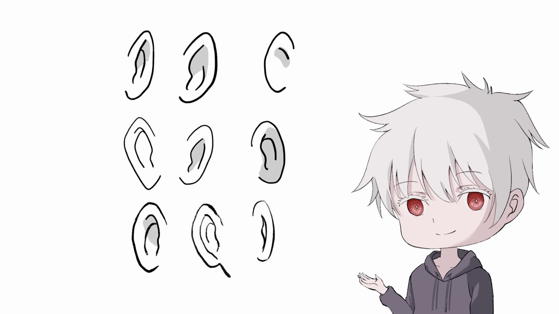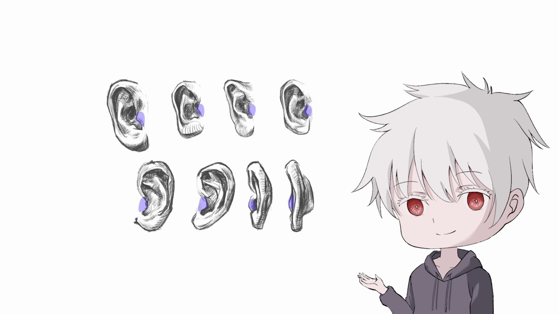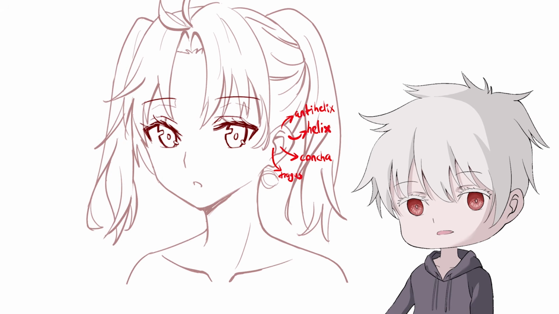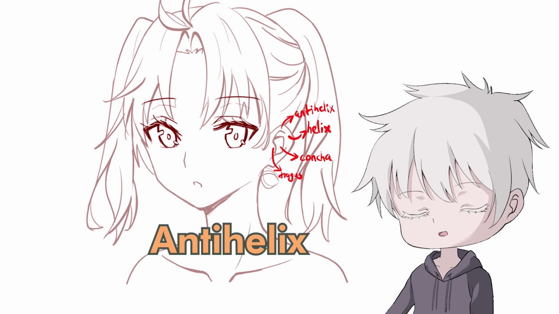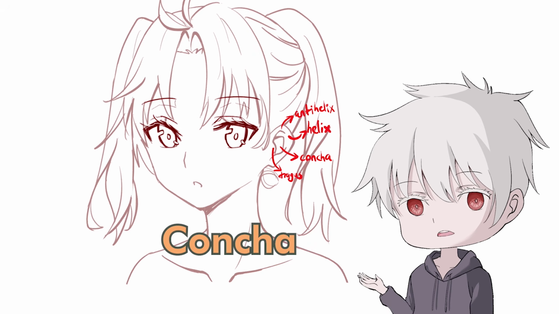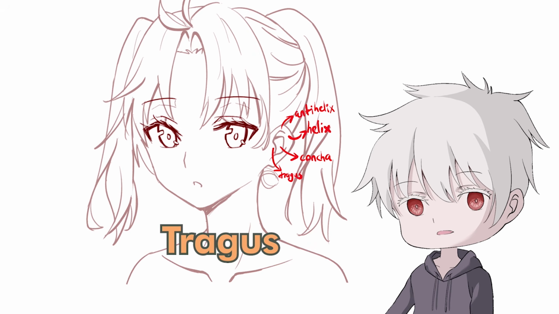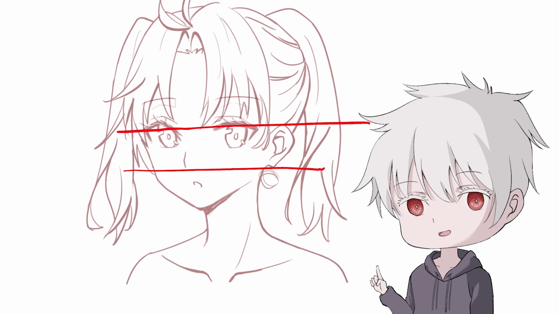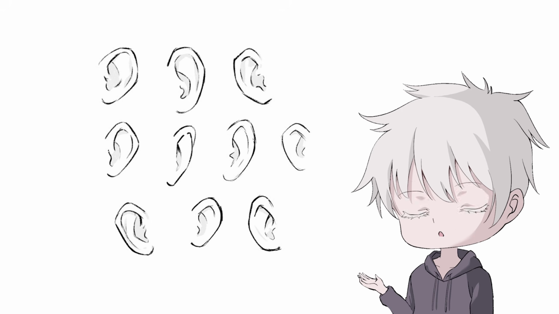When it comes to anime ears, they can be really simple or super detailed, depending on your style and your character. The outer edge of the ear, aka the helix, forms a curved shape that wraps around the back of the ear. The inner part, aka the antihelix, is a smaller curve that mirrors the helix. The concha is the hollow area near the opening of the ear canal, and the tragus is the small bump in front of the ear canal. In general, ears start at about the same level as the eyes, and they end near the bottom of the nose. But honestly, there's no rule on drawing ears, it all comes down to your style and preference.